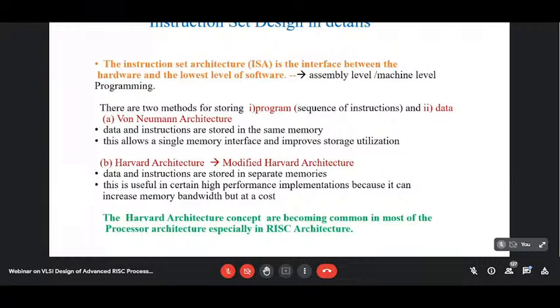So now let's go to the instruction set design in detail. For designing a CPU, before designing the hardware design of the CPU, we must go through the instruction set design, which is very, very important. Typically, this term is known as ISA. It's a very common term today in the computer world. The instruction set architecture, ISA, is the interface between the hardware and the lowest level of software.